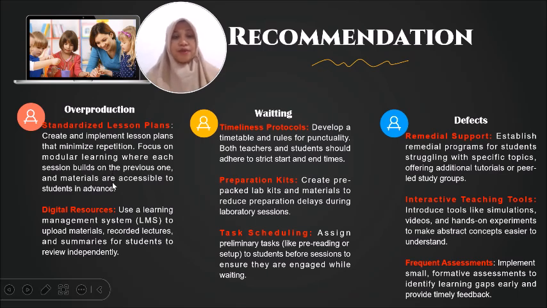The second recommendation to overcome the overproduction waste is about digital resources. The school can use a learning management system, or LMS, to upload materials, recorded lectures, and summaries for students to review independently. Well, to overcome the waiting waste, there are three recommendations.